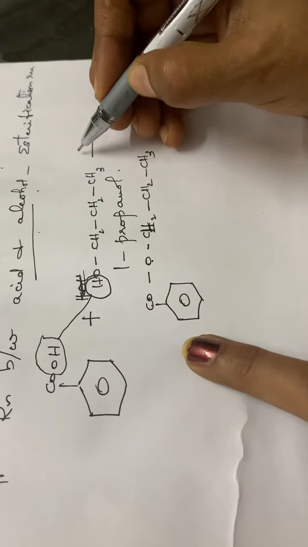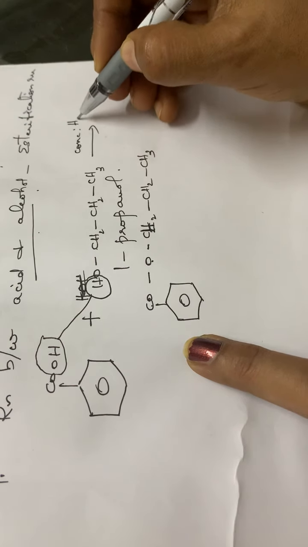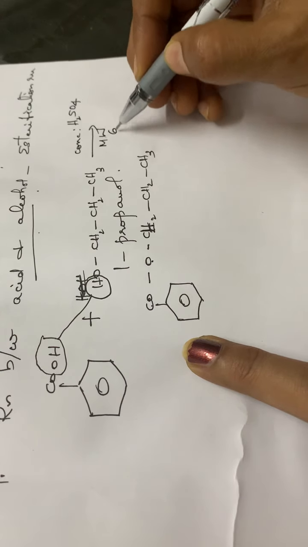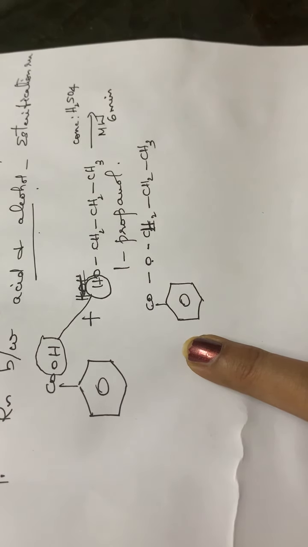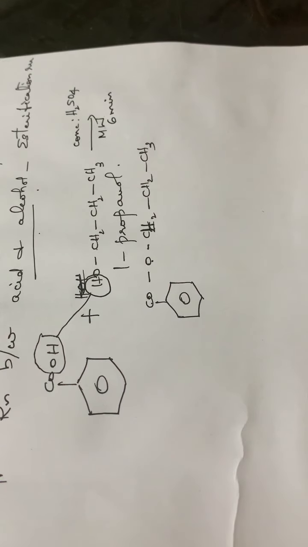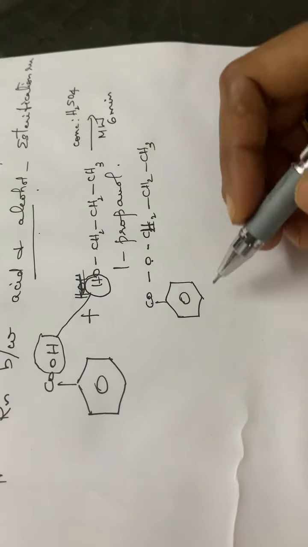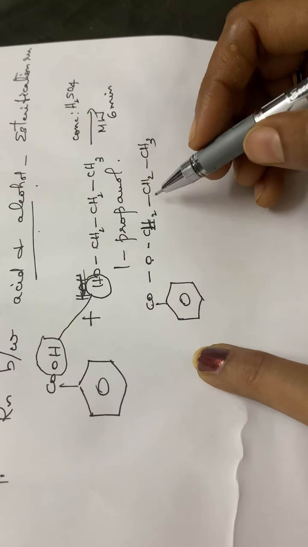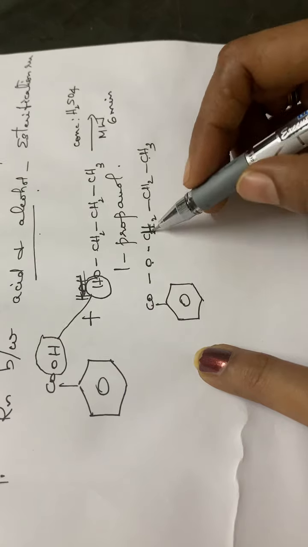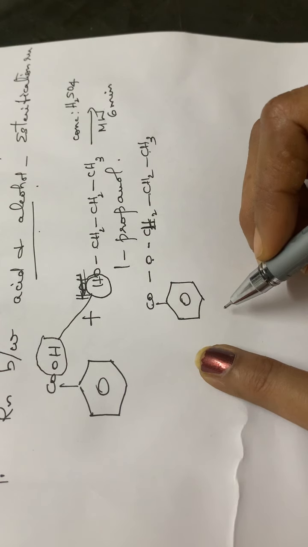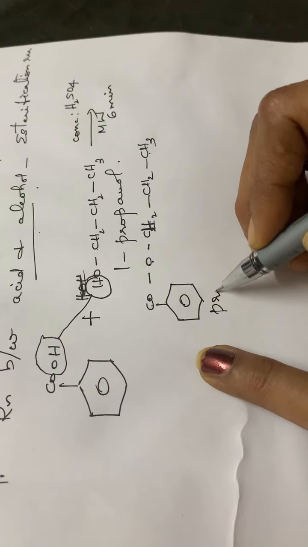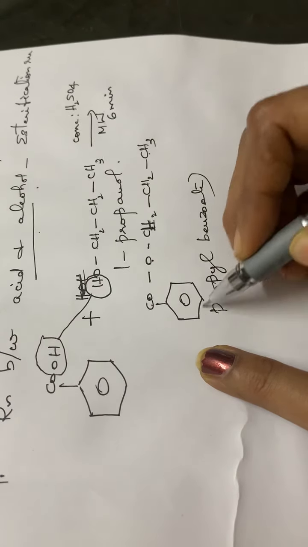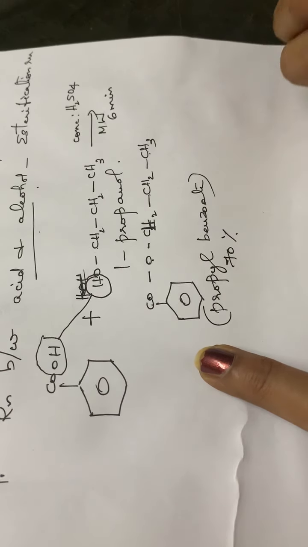This reaction is carried out in the presence of concentrated sulfuric acid and also microwave radiation, and the time consumed is only about 6 minutes. This compound is not phenyl benzoate, it is propyl benzoate, isn't it? 1, 2, 3, three carbon atoms are there. So it is propyl benzoate, and the yield is about 70%.